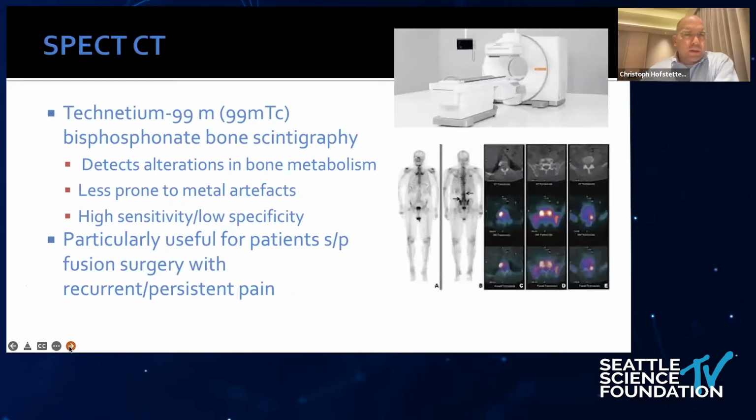A couple of words about SPECT, which is also helpful in working up these patients, either pre-op or post-op if there's persistent pain. It's the technetium-99 bisphosphonate bone scintigraphy, and it detects alterations in bone metabolism. The nice thing is it's not as prone to artifacts because it's a nuclear scan, and it's particularly useful in patients after fusion surgery with persistent pain.